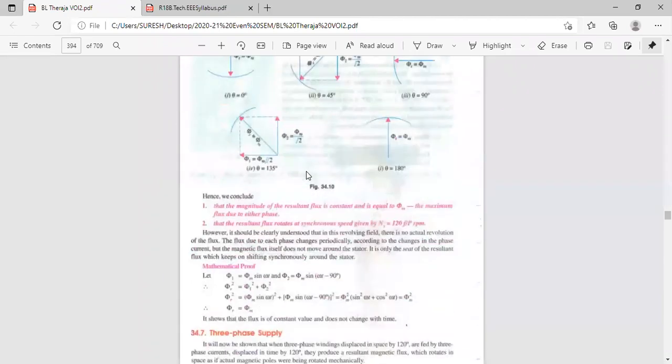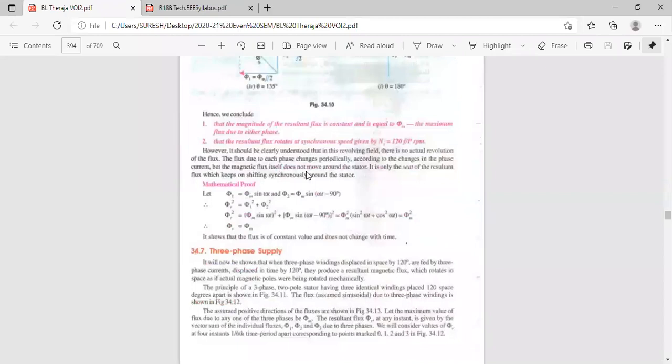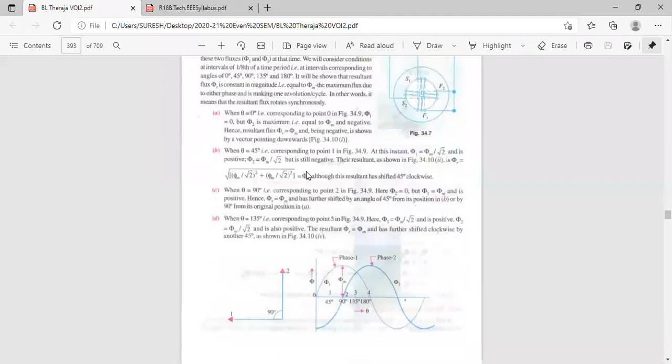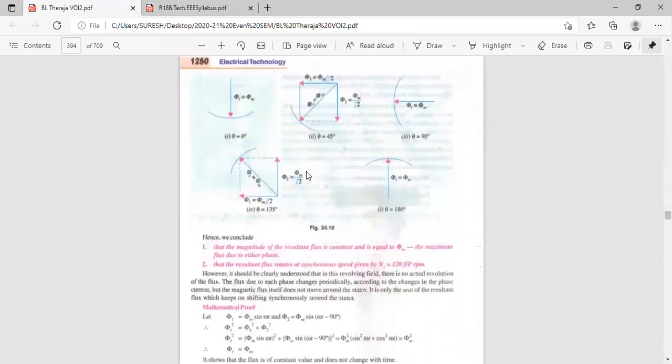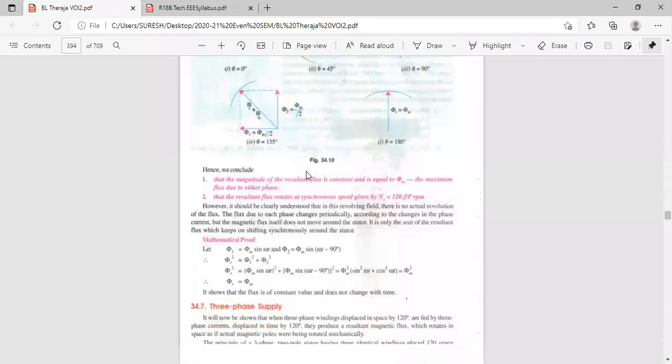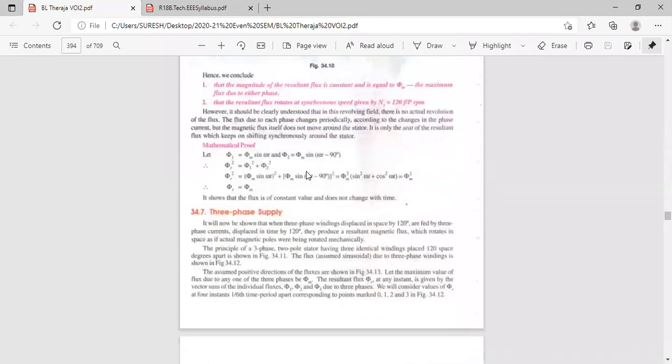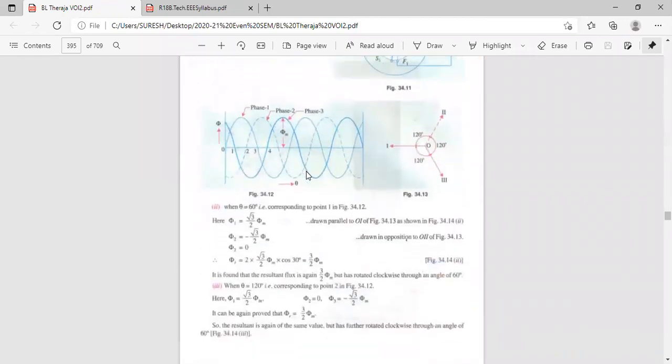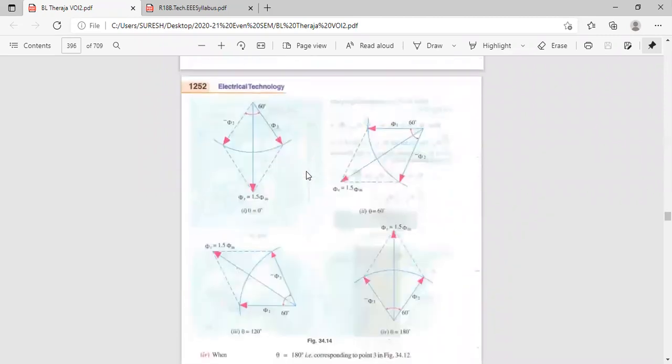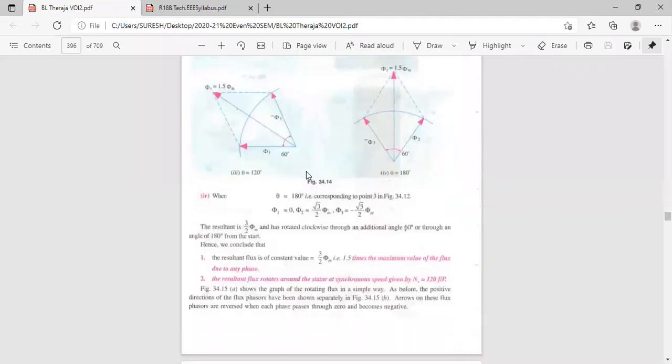Then yesterday in the last class, I had told one formula. What is that formula? The resultant flux phi r is 3/2 into the maximum flux, 3/2 into phi m. Please remember that. This formula can come for 2 marks in the exam.